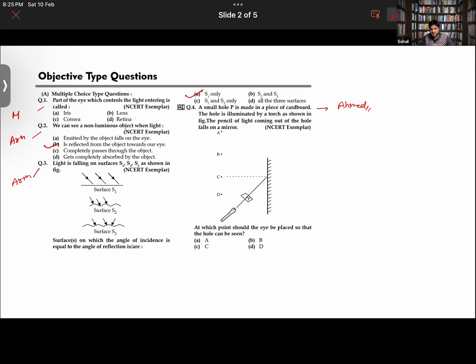Yeah, Ahmed. C. Why will you be getting C? C, in question number 4. Arhan, what do you think for question number 4? B. Okay. What about you, Moaz? Look at question number 4.